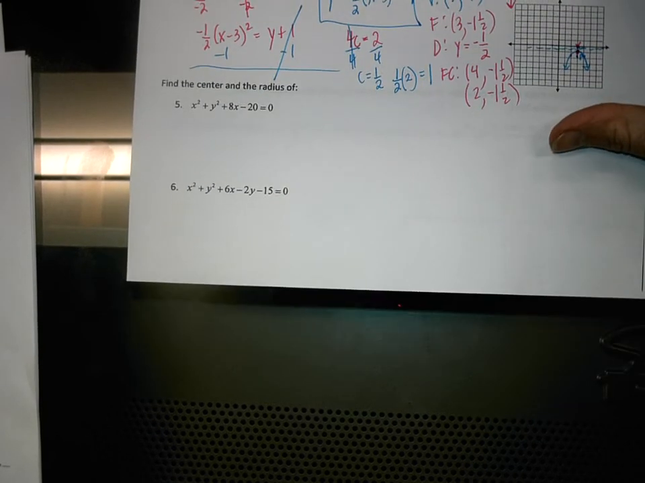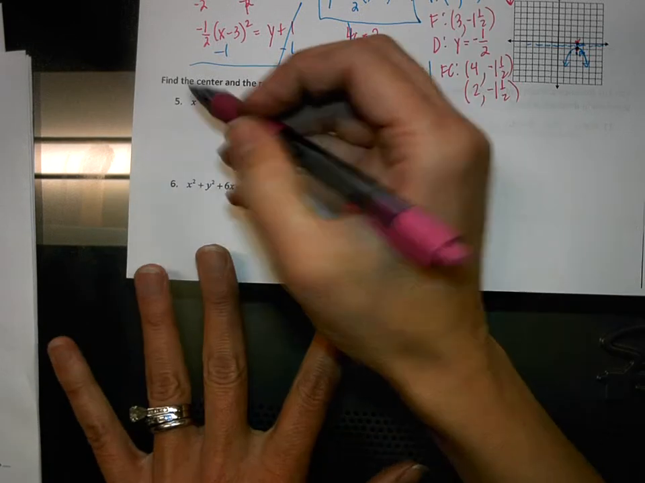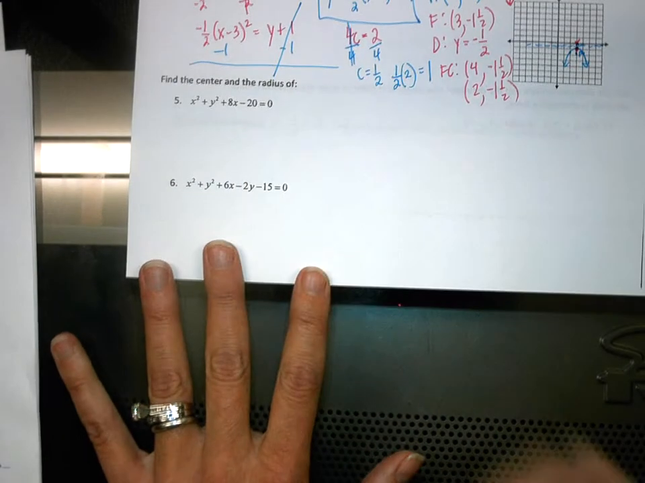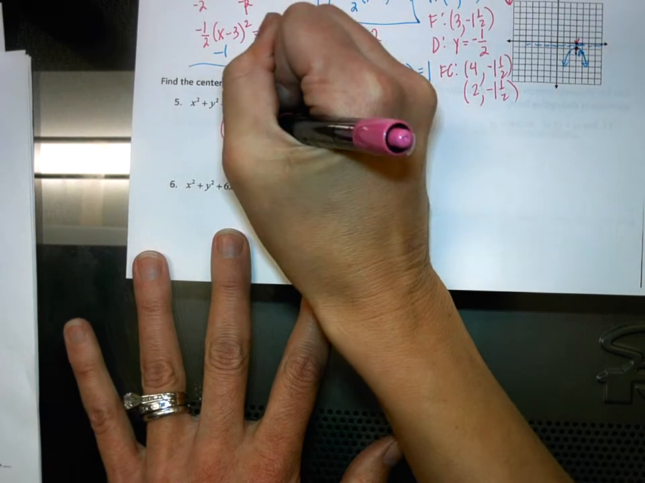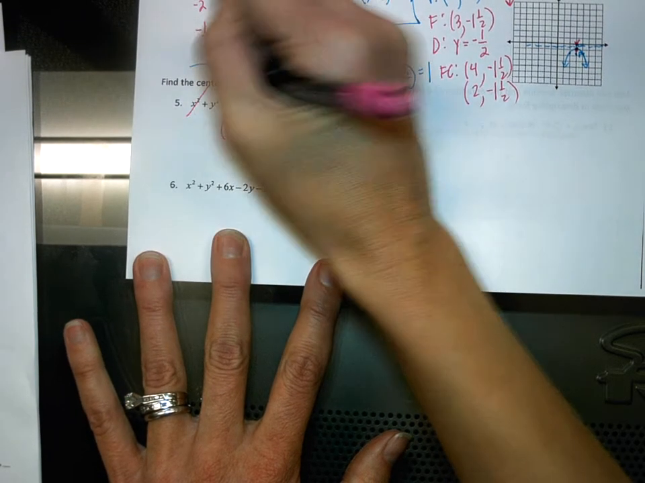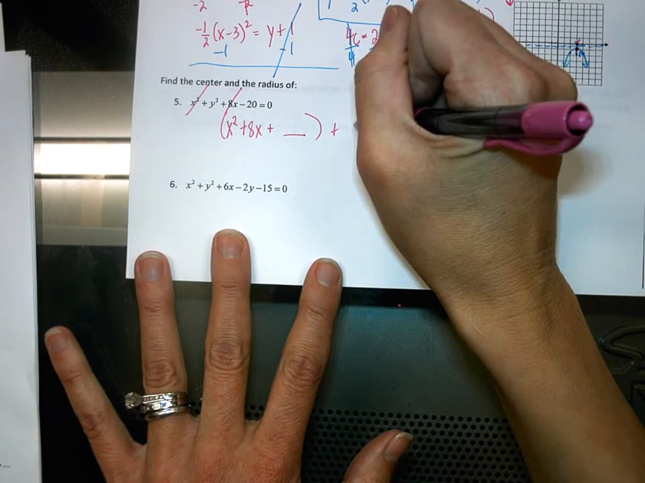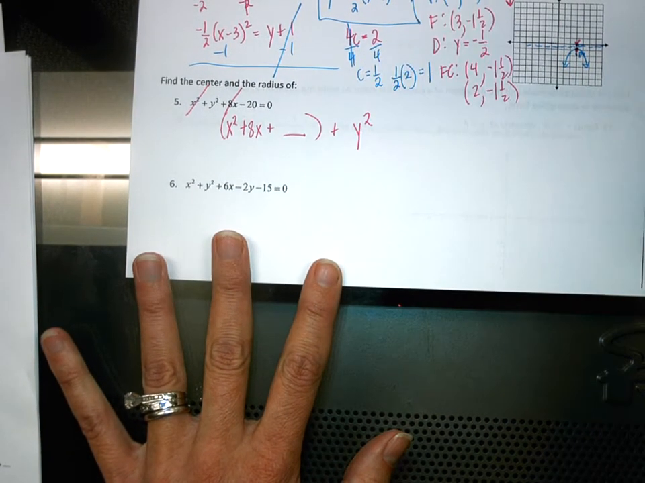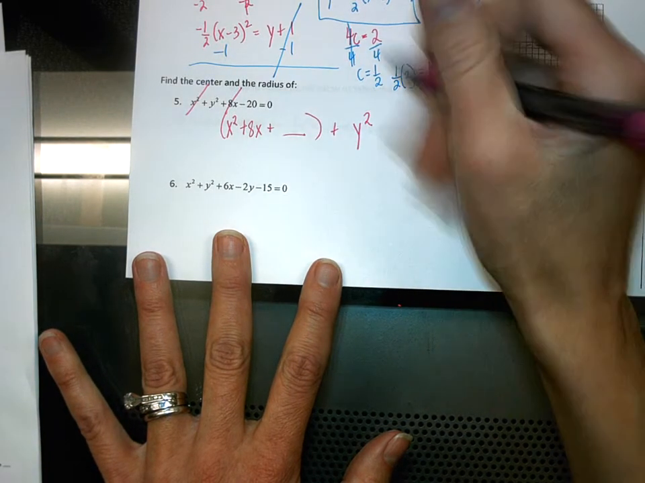Number 5, find the center and the radius. Okay, so because we have 2 squared terms, we know it's a circle. I'm going to put all my x's together. I have x squared plus 8x plus blank. I would go through and cross out what I've used. Plus, we're going to put all of our y terms together, so I have y squared. There's no other y terms, so I don't have to complete the square for y squared.